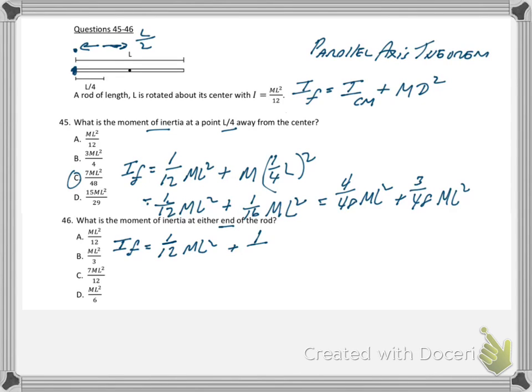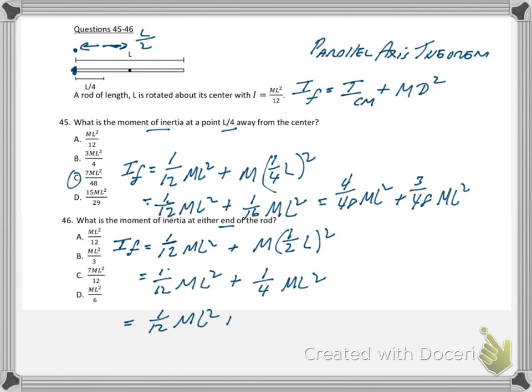So we can say M times 1/2 L squared. So that's going to be 1/2 squared is 1/4. We could take that out of the brackets, 1/4 ml squared. Get a common denominator of 12. Multiply the 1/4 by 3 over 3. So it looks like 4/12, which would reduce to 1/3 ml squared.